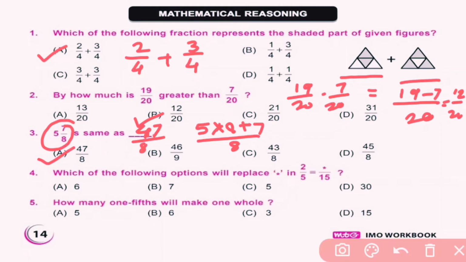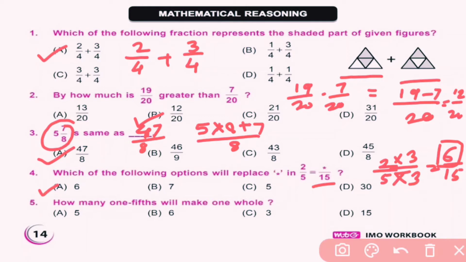Question number 4. Which of the following options will replace star in 2 by 5 is equal to dash by 15? 2 by 5. 5 into what will come 15? 5 into 3 will come 15. And we multiply 3 by the denominator, so we multiply 3 in the numerator also. 2 into 3 is 6. So here star is 6. A is the right answer.